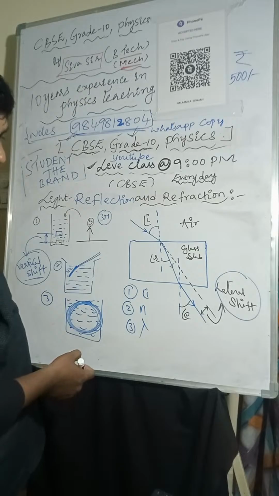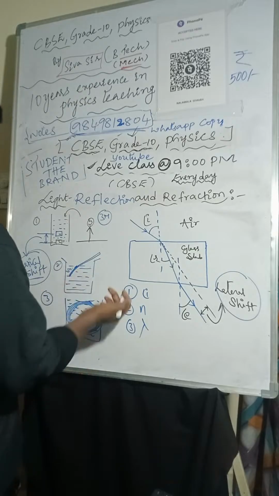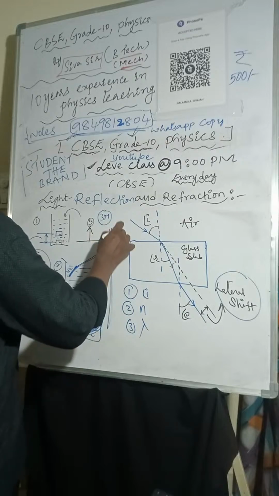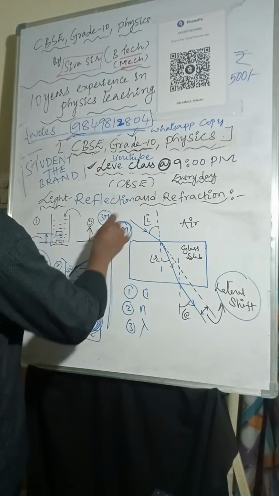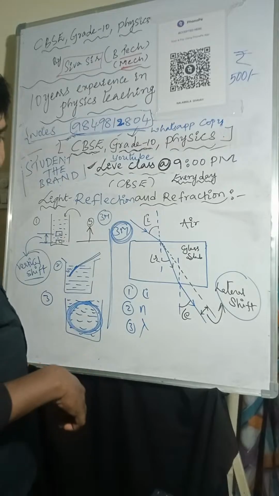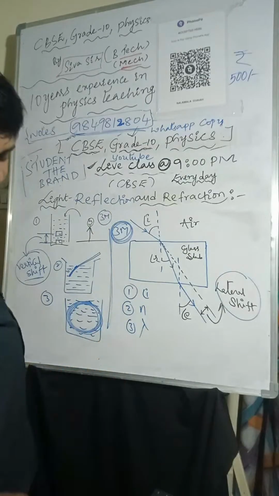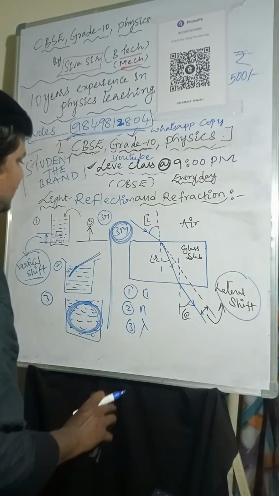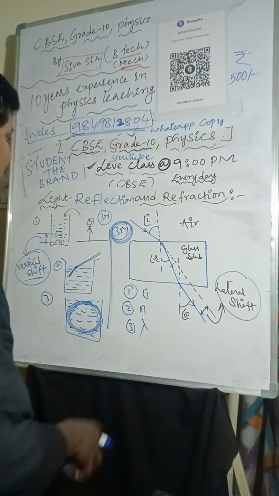So these three questions are very important. A 3 marks question will come in the exam. I hope it is clear to you. Next I'm going to the next topic, lenses. I'm going to explain about lenses.